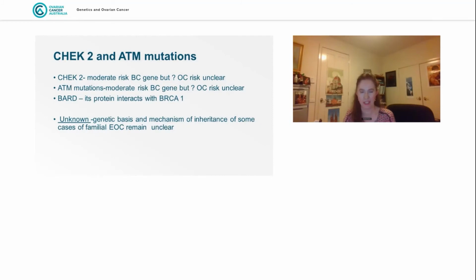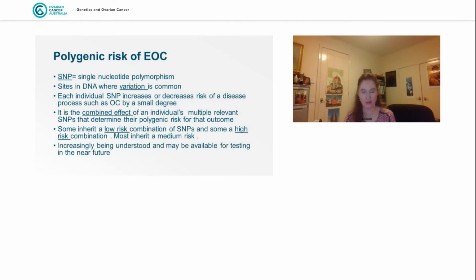Just touching on these, CHEK2 and ATM are the names of another couple of genes that are particularly associated with breast cancer risk. And the exact increase in ovarian cancer risk is unclear. As I mentioned before, there's a group that remain unknown. The genetic basis and mechanism of inheritance is unknown. I'm just going to touch base here on something that's called polygenic risk. So in contrast with BRCA1 or 2, it's what we call a monogenic or a single gene risk. There's the emerging ideas for a number of cancer types, particularly prostate and breast. The idea of these SNPs, which are single nucleotide polymorphisms, or sites in DNA where variation is common.